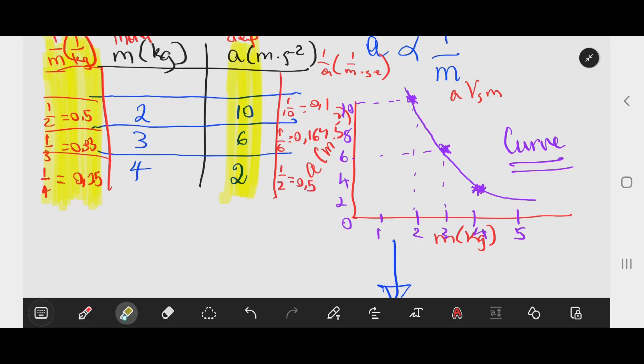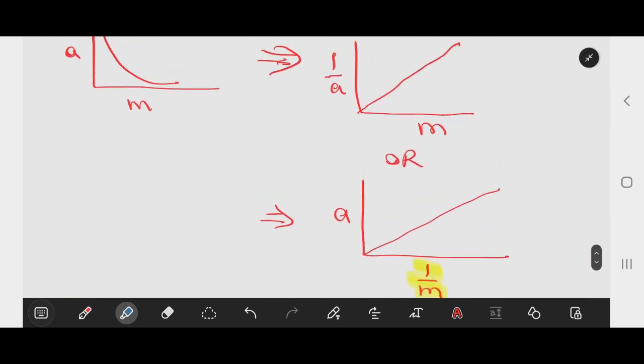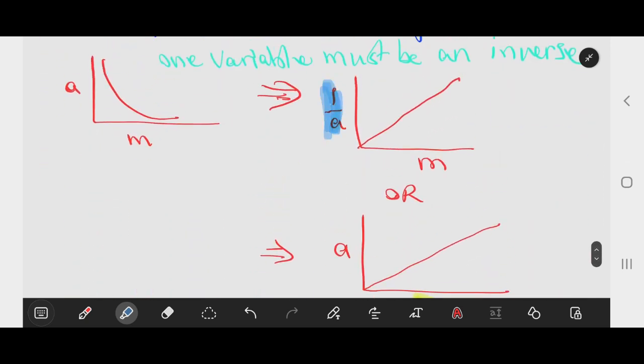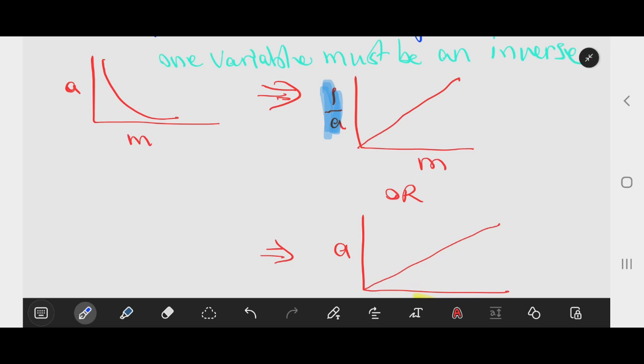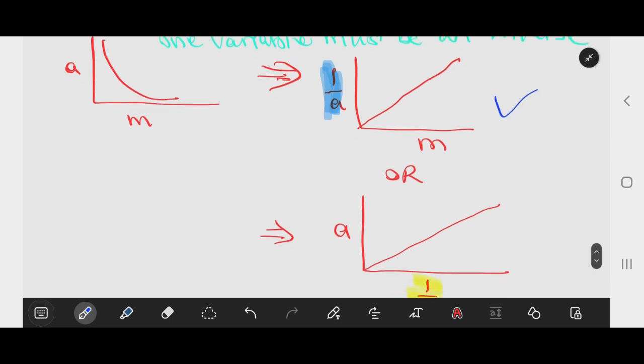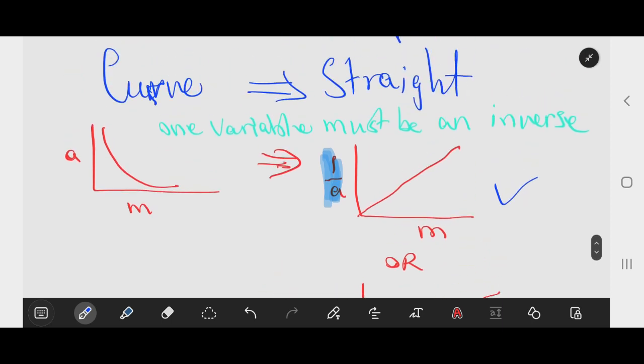So now we can plot the graph of 1 over acceleration versus the mass, right? In this case, the acceleration is an inverse. So that is the sketch that we obtained there. So let us perform our graphical analysis for each case, right? Let's start with this one, whereby our acceleration is the inverse. We want to check what the gradient represents. So that is our graphical analysis, right?